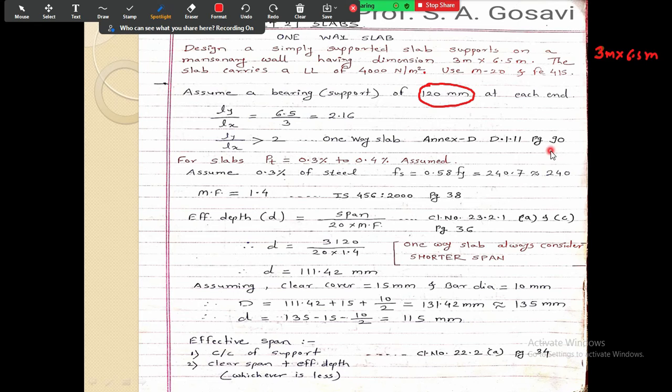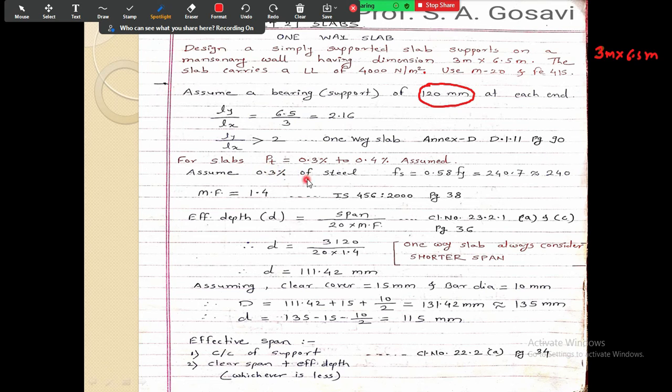These are my handwritten notes. If you want, you can take a screenshot of this, because everything is given here in detail. These notes will be helpful to you after your BE also. For one-way slab, it is given in D-1.11, page number 90.